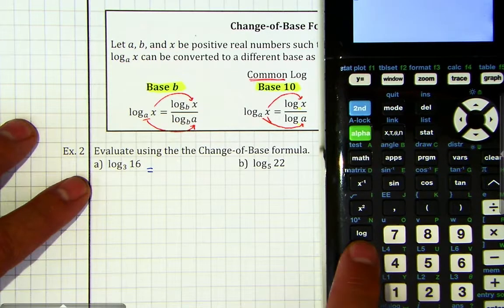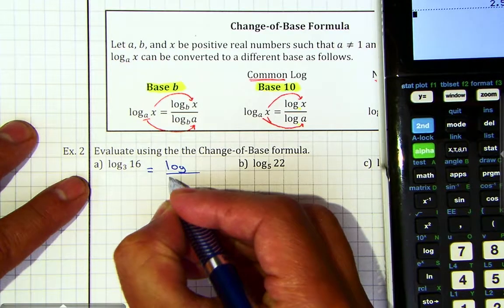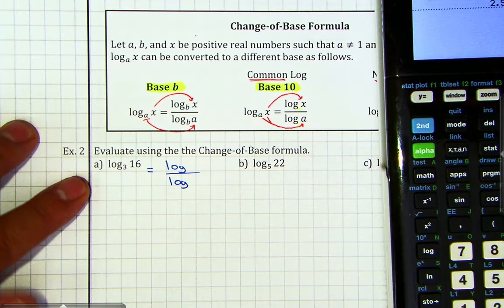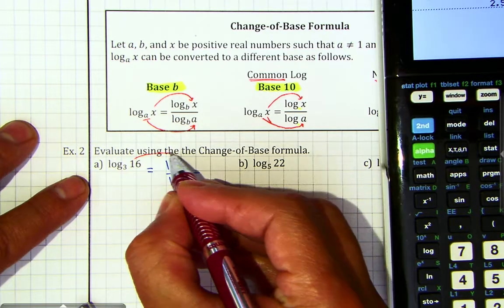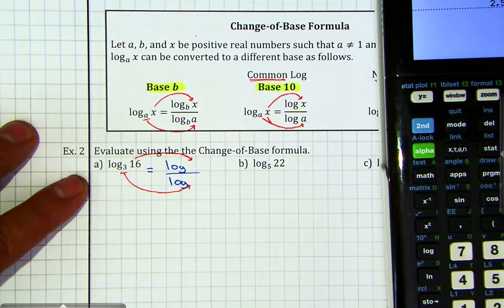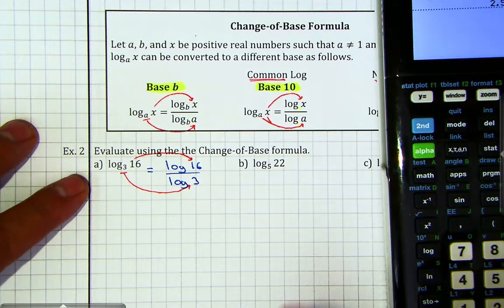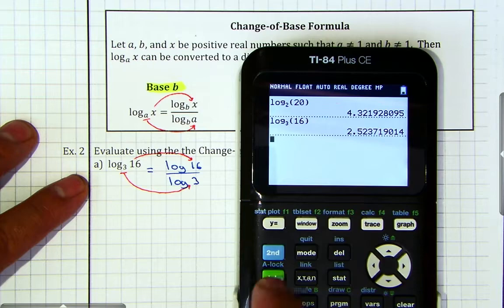I'm going to use log. So it'll be the log on the numerator, the log on the denominator. We know that's base 10. Then the 16 goes on the numerator, the base goes on the denominator. So therefore it'll be log of 16 over log of 3. And now if I use my fraction bar and I use the log of 16, close my parentheses, log of 3, it should end up with the same exact value.